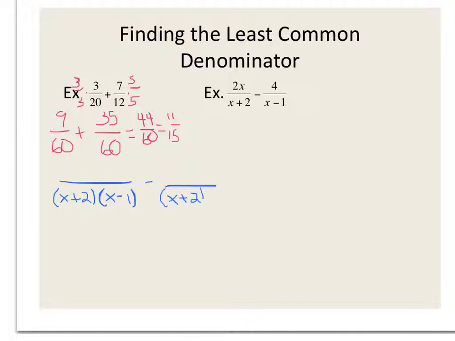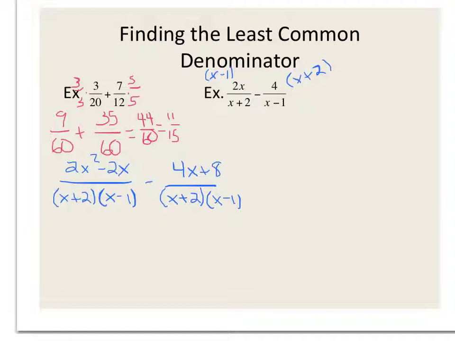Now, in order to do that, like I did last time, in this first fraction, if I multiply by x minus 1, I have to do the same thing to the top. So on the top, I'm going to get 2x squared minus 2x. Notice I distributed that 2x because I know I'm going to combine things later. In the second fraction, I have to multiply by x plus 2 on the top and the bottom. So I get 4x plus 8.